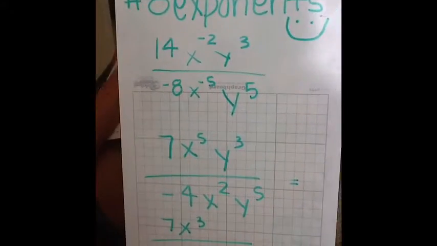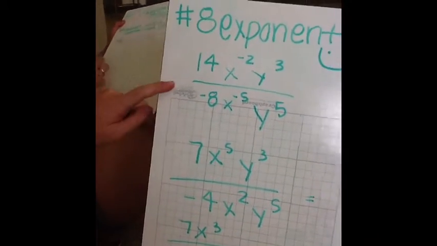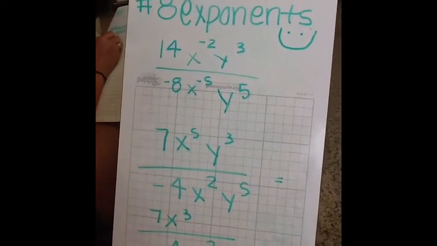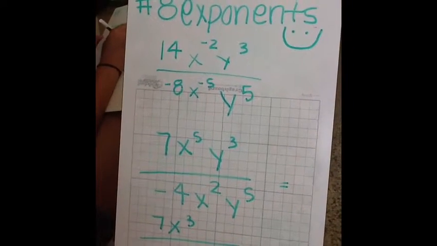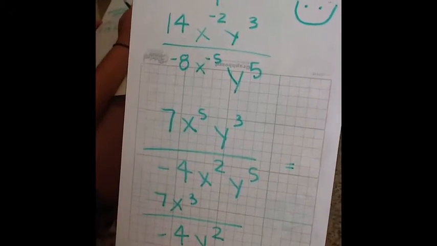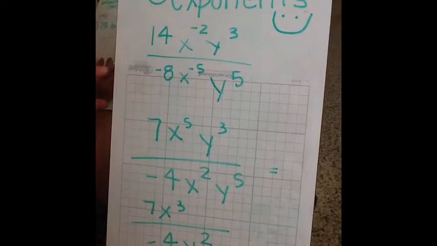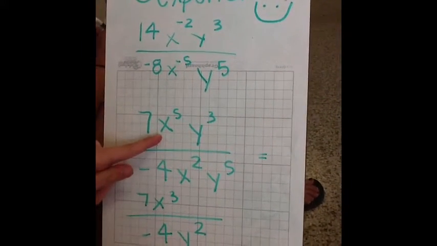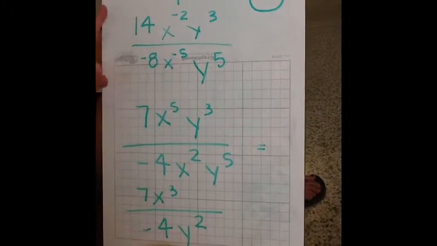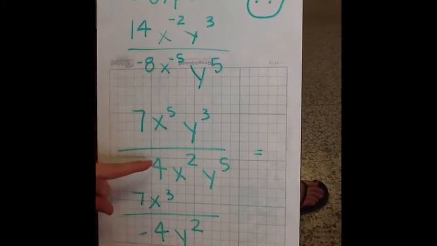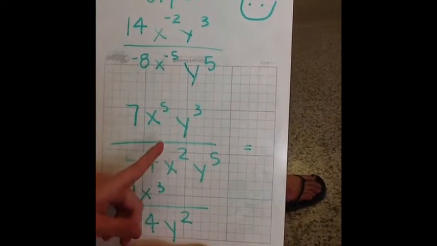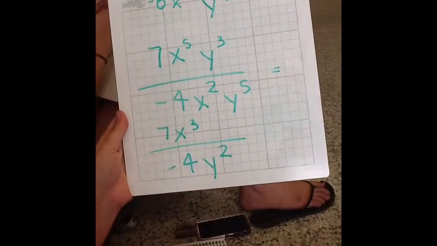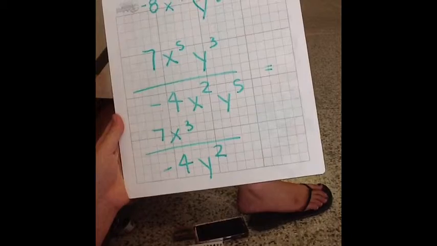Number 8, exponents. So our equation starting off is 14 times x to the -2nd times y to the 3rd over -8x to the -5th times y to the 5th. And so you would simplify, you would divide the 14 and -8 by 2, and you would have 7 and -4. And then you have to switch x to the 5th and x to the 2nd because they're both negative, so they go to opposite sides. And then you leave the y to the third and y to the fifth, and then you simplify. So your answer is 7 times x to the third over negative 4 times y to the second.